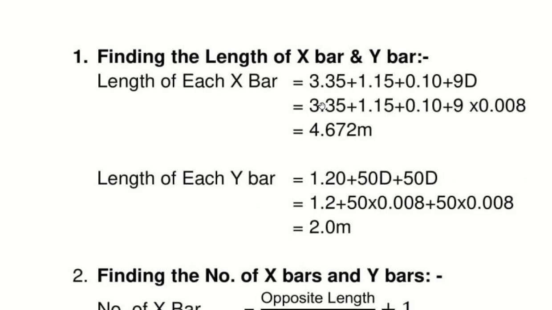Okay. So we are doing it for the first base slab. What was 3.35? The slab. Now we are doing the X bar, the horizontal bar, which is going from the landing till the plinth beam. So 3.35 the slab, plus 1.15 is the other side. This one.